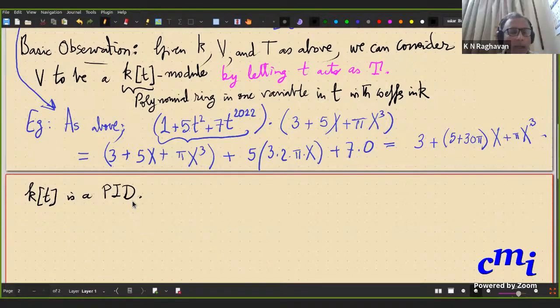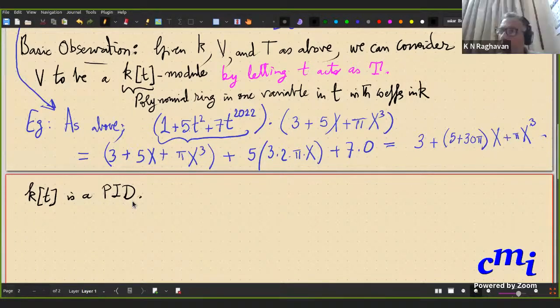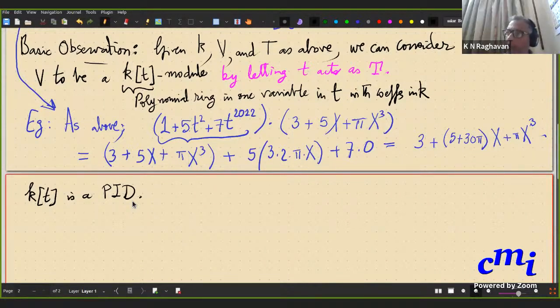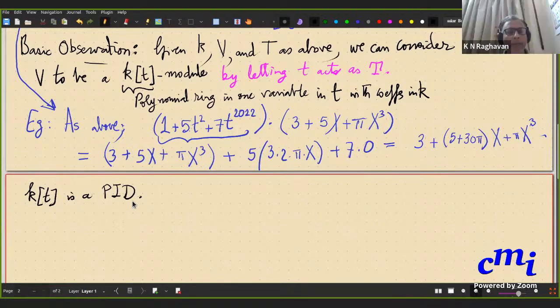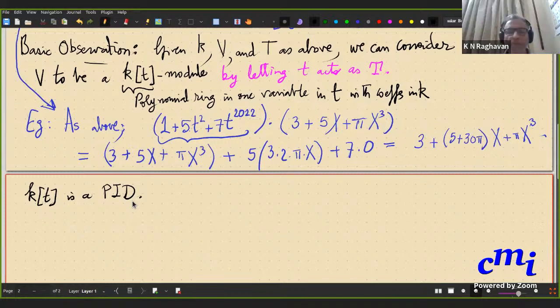And when do we call something a principal ideal domain? All the ideals have generators. All the ideals are principal ideals. What does principal mean? It should have a generator. Okay, you're right. Generated by a single element. See, an ideal in any ring will have generators, right? It may be generated by finitely or infinitely many elements. But you're right. That's what you meant, I guess.